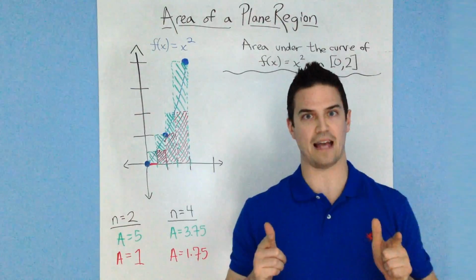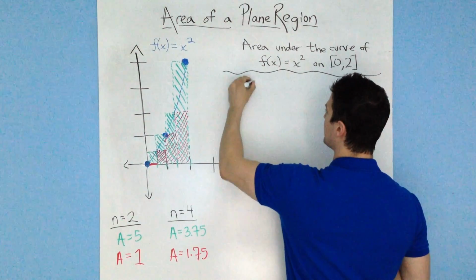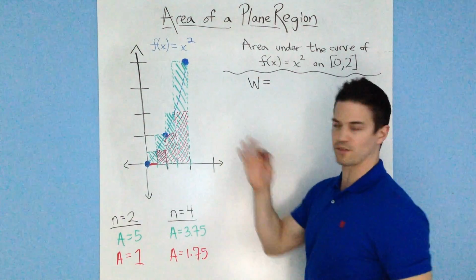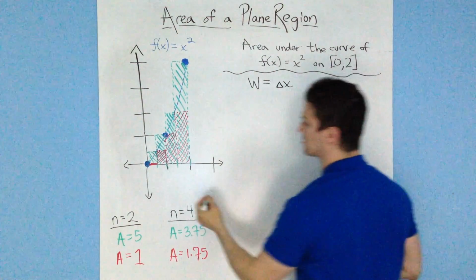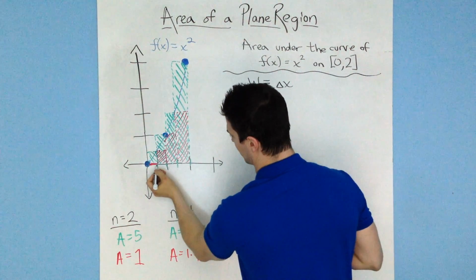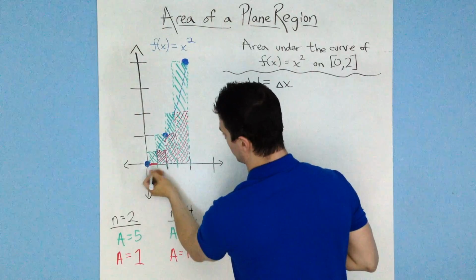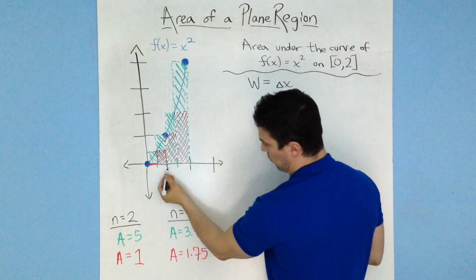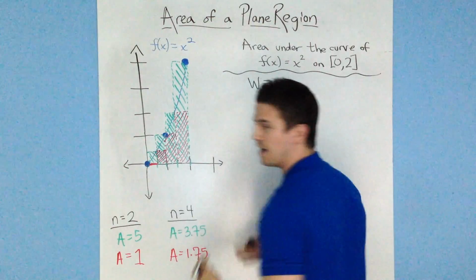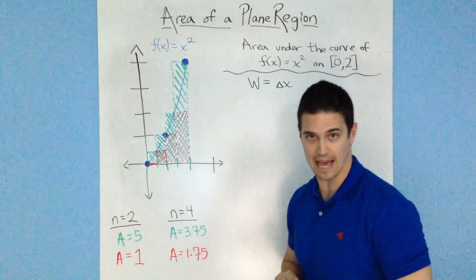Well, let's explore that. All right, so the width of each of these rectangles, instead of calling it width, we're going to call it delta x, because it's the change in x from here to here. So if you take this coordinate minus this coordinate, you'll always have the width. Same here. If you know this is 1.5 and this is 1, if you subtract it, you'll have the width of a half each time. So we're going to say it's delta x.